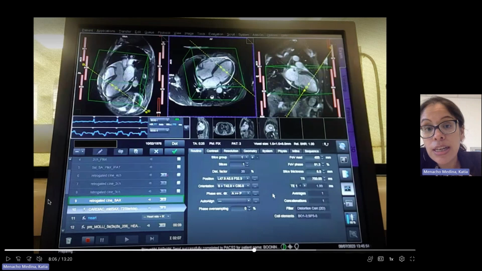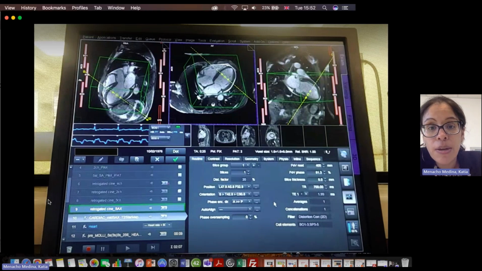So this is just a general example of how to start doing the cine sequences for the longitudinal and the short axis, and then we can continue doing the protocol for doing maybe T2 star sequence or putting the contrast injection for doing the LGE. Perfect.